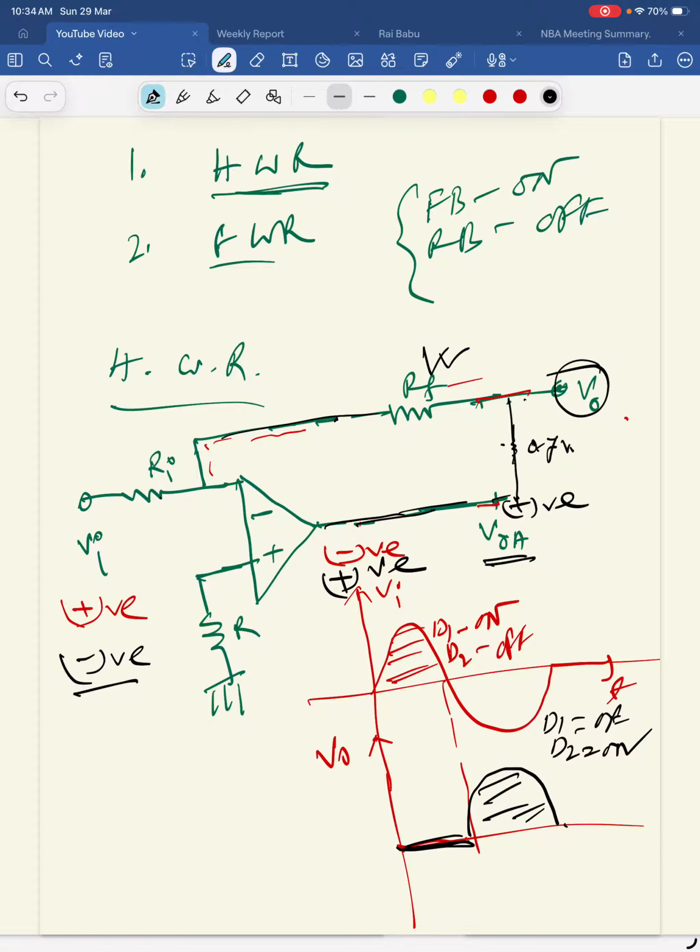So only for negative halves we are getting the outputs, but for positives we are getting 0. For positives we are getting 0. So this is the basic operation principle of the half wave precision rectifier.